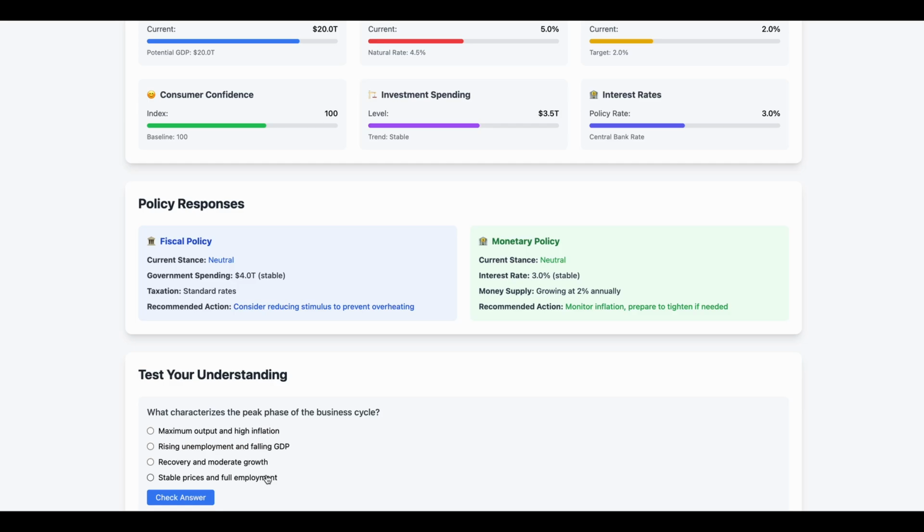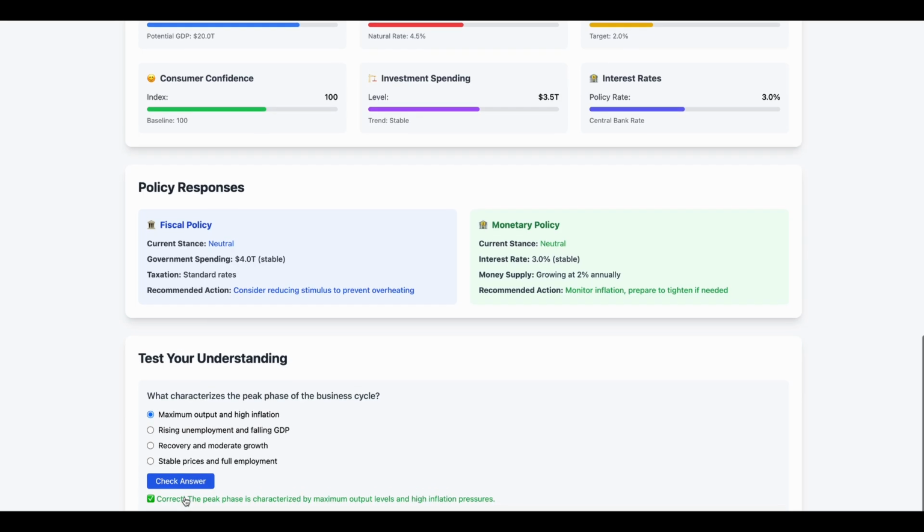Stable prices and full employment. Yes, full employment is a part of peak, but the prices are not stable. The prices are very high. So this option will not be considered. Recovery and moderate growth are pretty much part of your expansion. Rising unemployment and falling GDP is very much part of your recession. So what is left is maximum output and high inflation. This is what can be considered as peak.